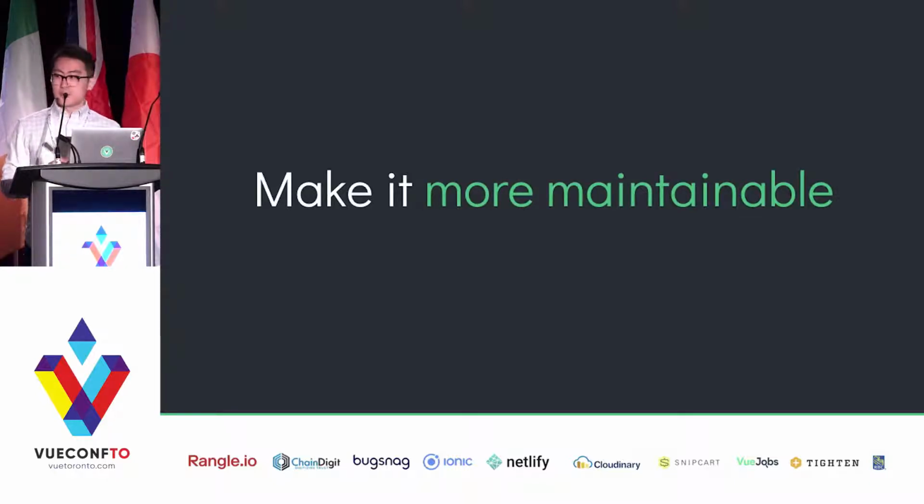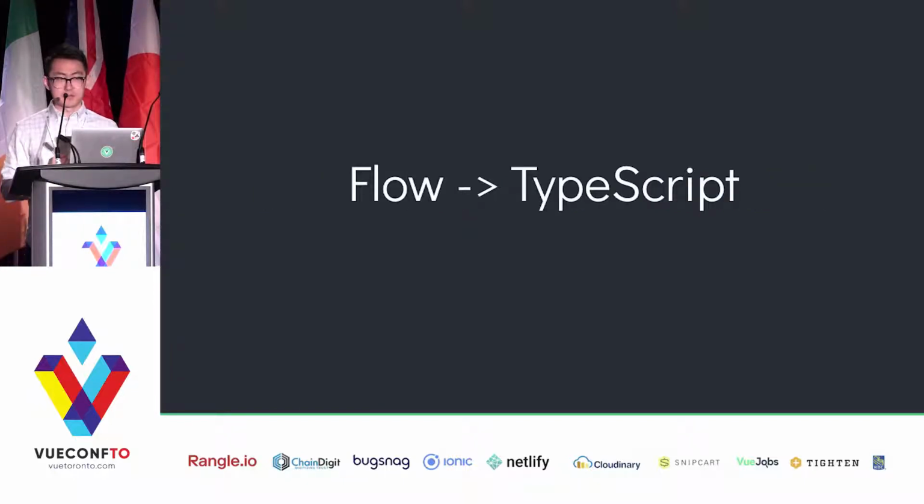Okay, so make it more maintainable. We want to make sure that we can keep Vue going for as long as possible. We want to make sure that we stay with products that have a long-term vision. So first of the things we did was, in 3.0, we actually migrated from Flow to TypeScript.